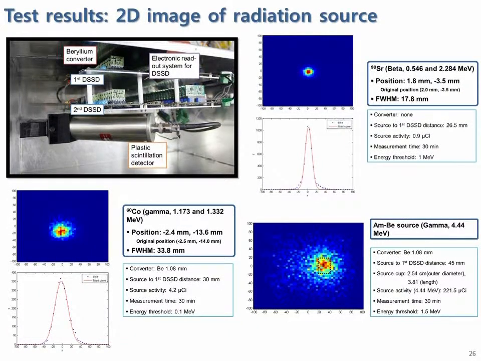Please check the upper left side and you can see the developed system. Using the system, we performed experiments to measure the 2D images of radiation sources. The system shows a satisfactory performance and we are planning to do experiments with the proton beams very soon.